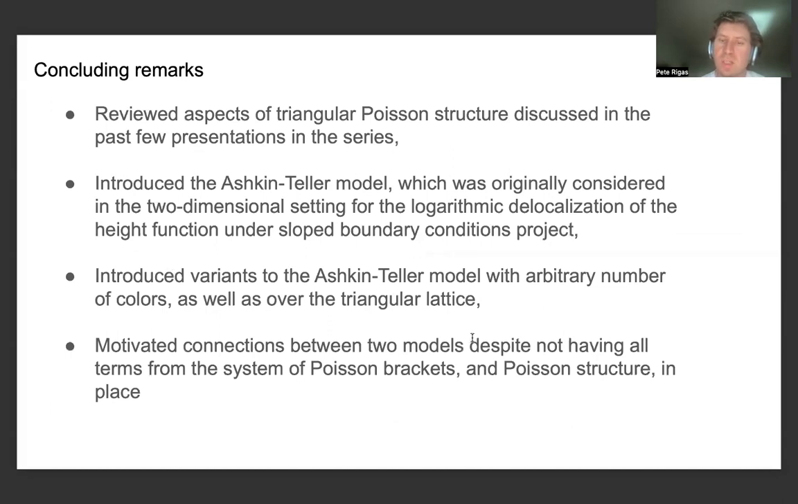And we introduced variants of the Ashkin-Teller model, either discussing an arbitrary number of colors or looking at how it can be defined over the triangular lattice, which can provide us with another model that can help us make some types of interpretations in another setting of statistical mechanics, even with some fuzzy notions of the triangular Poisson structure and those set of 81 relations from the Poisson bracket that we have been describing in previous presentations in this series. And we motivated connections between two models despite not having all the terms of the system from the Poisson bracket and the Poisson structure in place, like we had mentioned.